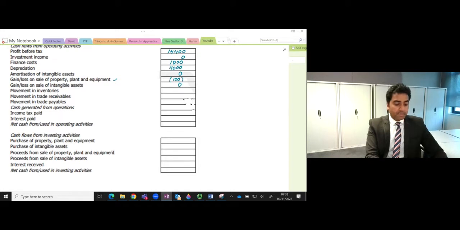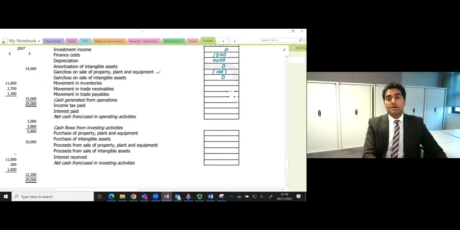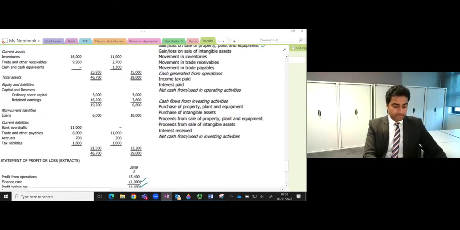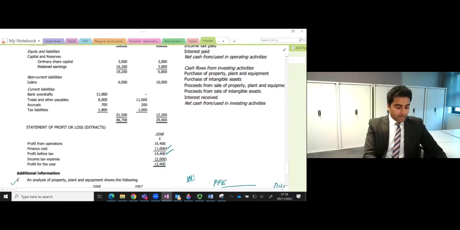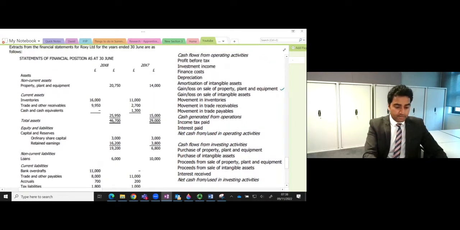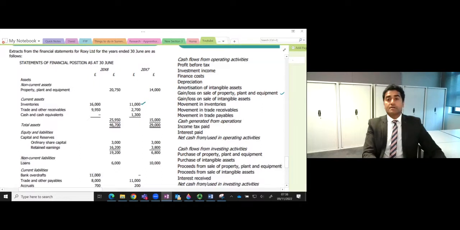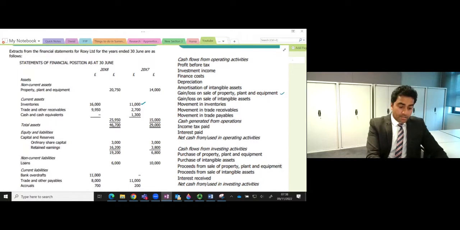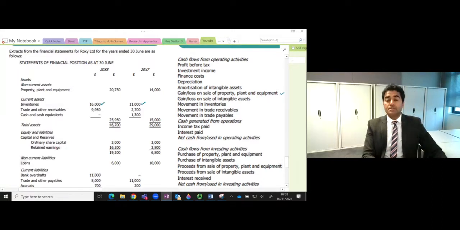Next is the movement in inventory and movement in trade receivables and movement in payables. And we are going to look at our statement of financial position, and I'm going to show you how to record the movement of inventory, receivables and payables in the cash flow statement. So here is our statement of financial position. We need to look at inventory figures. So you can see that in 2007 our inventory was £11,000, and in 2008 it has increased to £16,000.